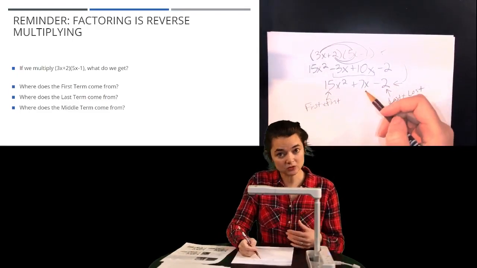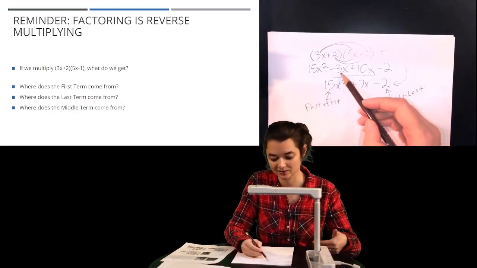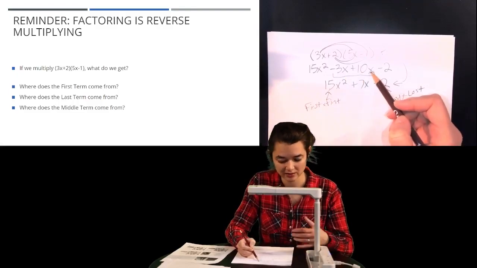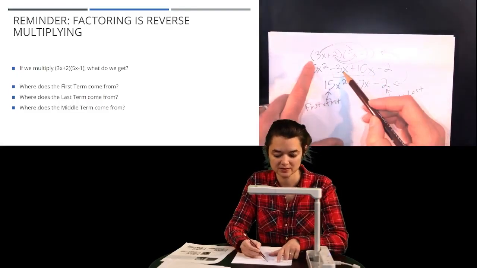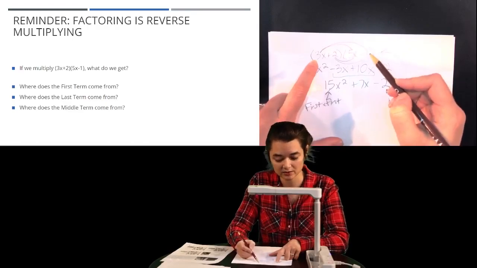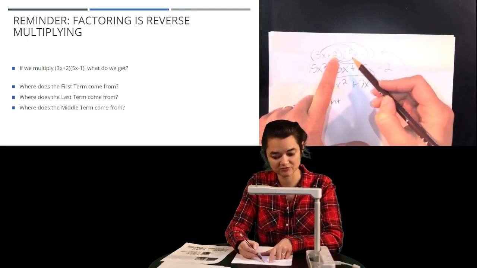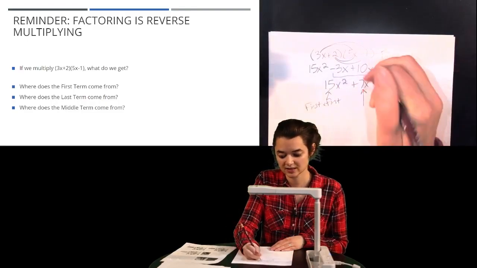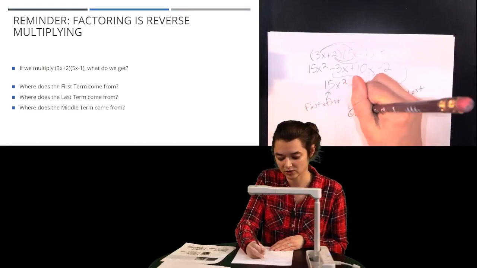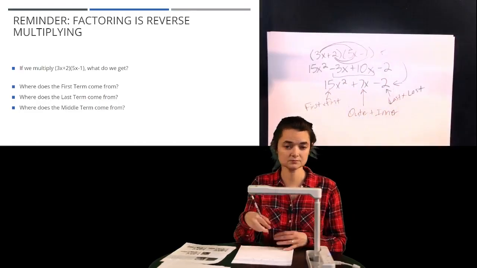And where did that middle term come from? Where did the 7x come from? Well, it came from us adding negative 3x and 10x together. And where did those come from? The negative 3x came from the outside product, 3x times negative 1. 10x came from the inside product, the 2 times the 5x. So to get that middle number, it's outer product plus inner product to get there.